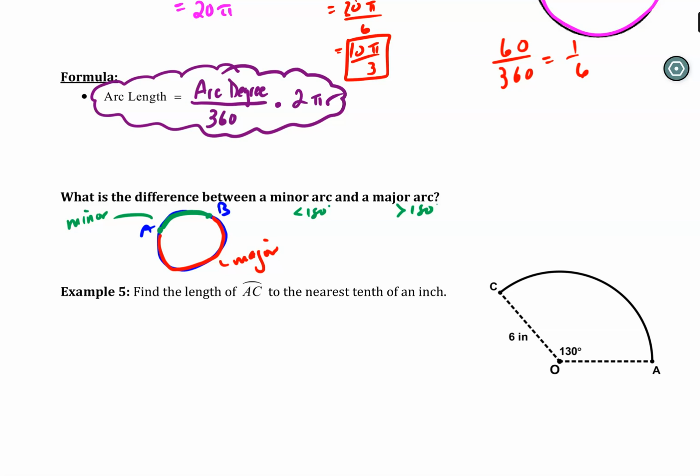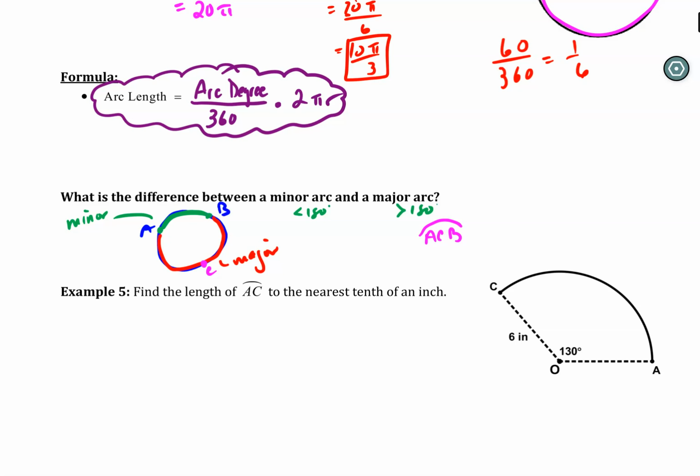The default is the minor arc. So if I said to you AB, I would be talking about the minor arc. If I wanted the major arc, I'd have to either say major arc AB, or what is often more common is we stick another letter here. Let's say call it C, for example. And then we'd say arc ACB, and we describe that like so.